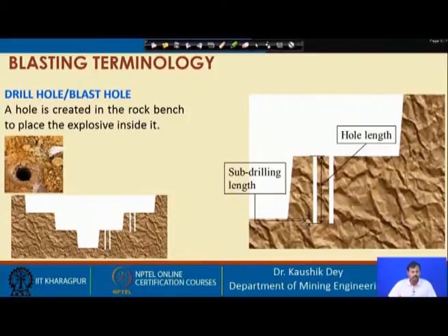So, our next terminology that we should understand is the drill hole, or blast hole. Drilling is already covered in this lecture. We drill to create the hole. That drill hole is called a blast hole when we insert the explosive inside it and allow the explosive to be detonated. A hole created in the rock bench to place the explosive inside it is called a blast hole. Initially it is a drilled hole, and by placing the explosive inside, it is called a blast hole.